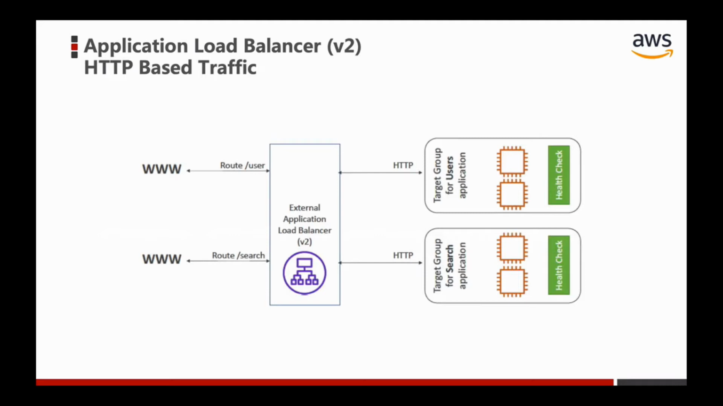So here is the overview of the ALB architecture. This is an example based on the path. A request to the path user will be dispatched to the target group for user. The target group is a mechanism for categorizing the EC2 instances. And for the path search, it will dispatch the traffic to the target group for search. Also please notice that the health check is based on the target group.